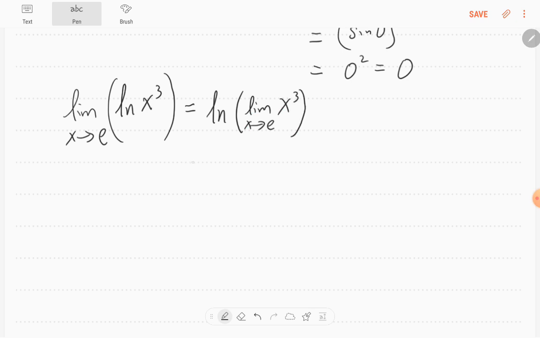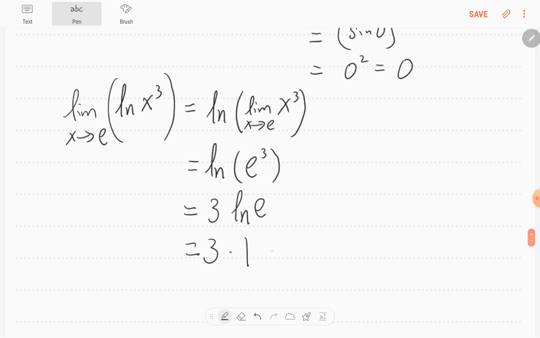And this is a polynomial, so we know the limit for a polynomial is very easy. You just plug in the numbers, e cubed. Then we can use the properties of the natural log or logarithmic function. We can take the power 3 out, so it's 3 times the natural log of e. Natural log of e equals 1, so it's 3 times 1, which is equal to 3.